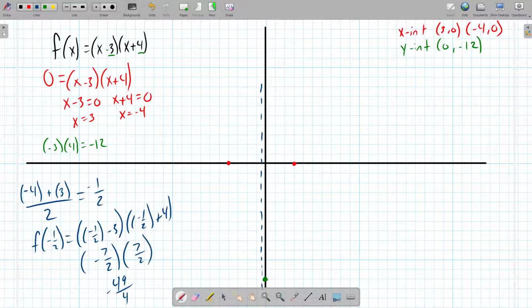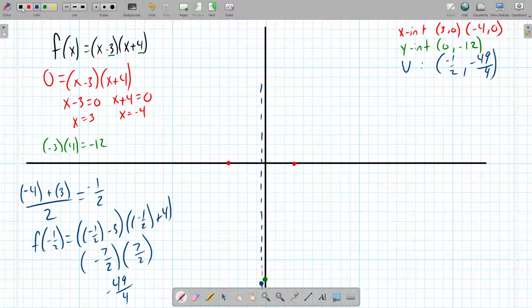My y-intercept is at negative 12, so I just need to go down a little bit more. And I have my vertex. So the vertex is at negative 1/2, negative 49 over 4.